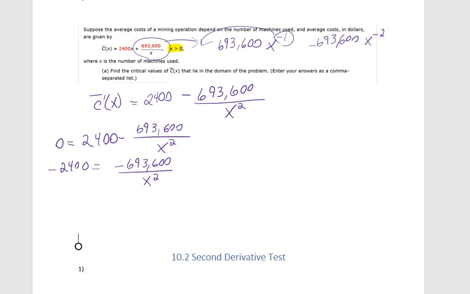Now this problem might look intimidating because it has an x squared in the denominator. Just go ahead and multiply both sides by x squared. As long as that x squared isn't 0, which it has to be strictly greater than 0, so we're okay, then we're not really breaking any math rules. So the left-hand side is going to become negative 2400 x squared, and that's going to be equal to negative 693,600. Now we're going to divide both sides by that negative 2400.